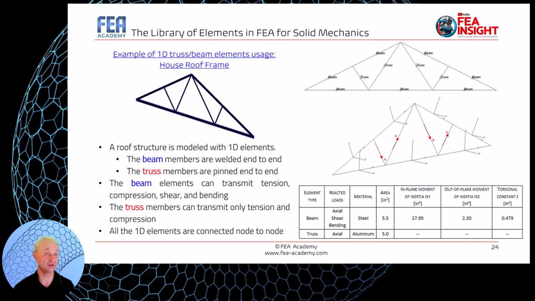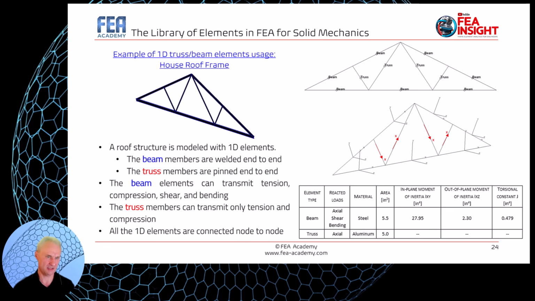Here is an example of usage of 1D truss and 1D beam elements. It is a roof frame, a roof structure model with 1D elements. It is a typical usage. The beam members of the roof elements here are welded end to end. On the other hand, the truss members, you see here inside the roof frame, are pinned end to end.